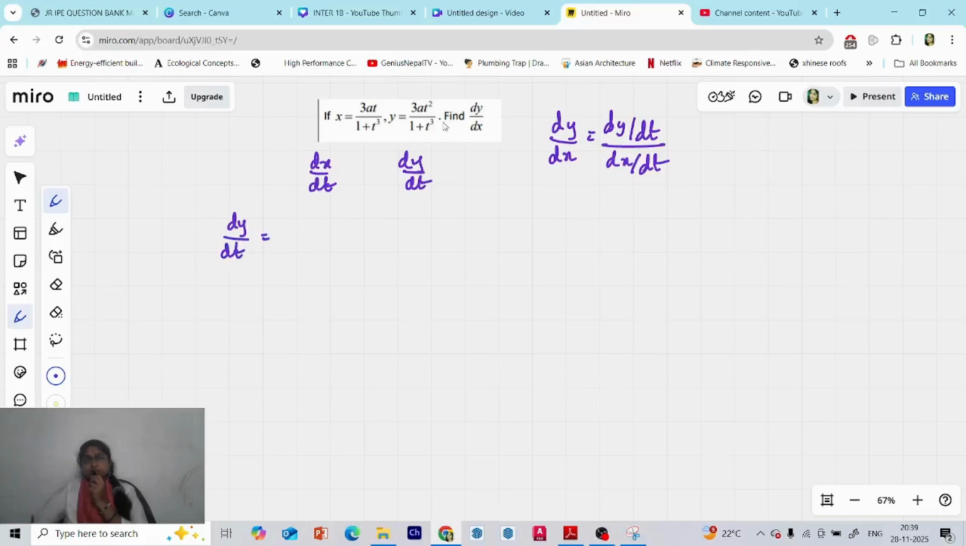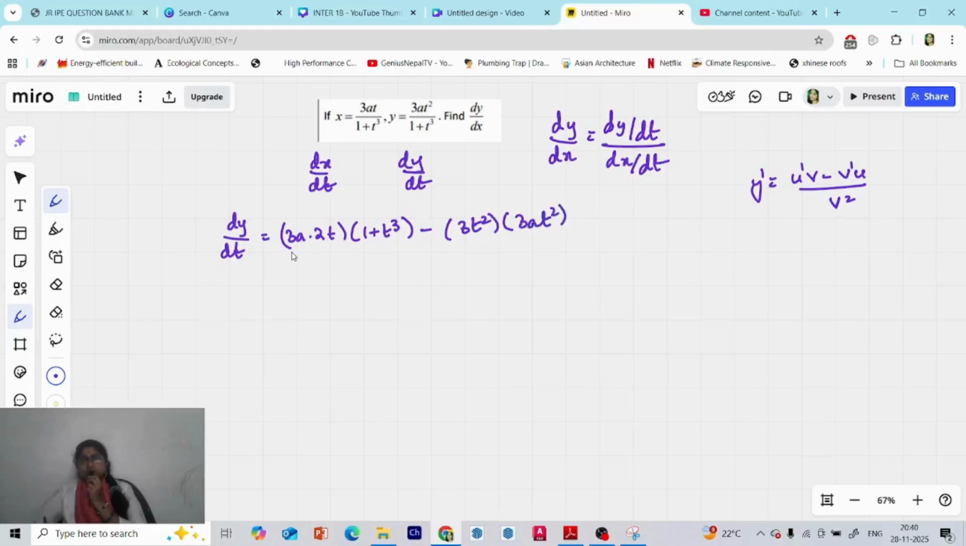dy by dt should be equal to, it's in the form of u by v. So if it's in the form of u by v, it's going to be u dash v minus v dash u by v square. Correct? Where v is your denominator, u is your numerator. So what's u dash? 3a into 2t, because a is a constant, into 1 plus t cube minus, the derivative of 1 plus t cube is 3t square, into 3at square. Our numerator whole divided by denominator square, 1 plus t cube whole square.